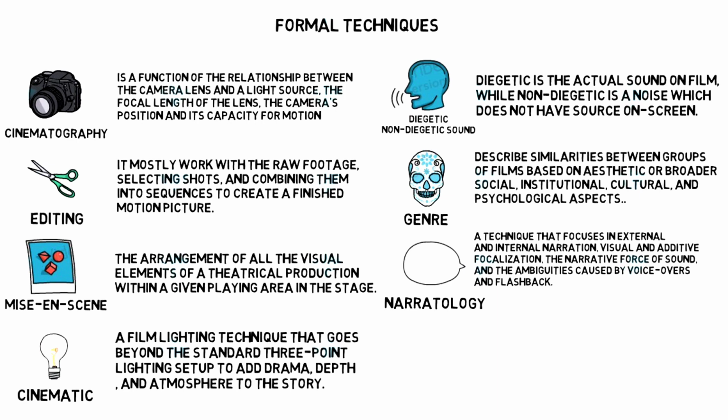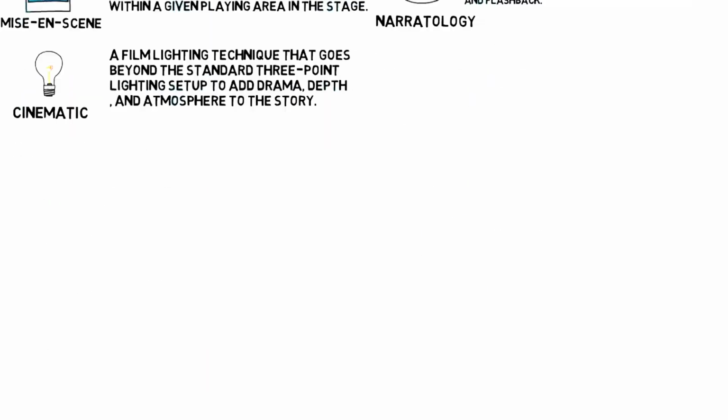And next, there is genre. The function of genre is to describe similarities between groups of films based on aesthetic and broader social, institutional, cultural, and psychological aspects. And the last that you have to focus on in writing a film review is the narratology. Narratology is a technique that focuses on external and internal narration. So you have to focus on the narrative force of sound and the ambiguities caused by voiceover and flashback.